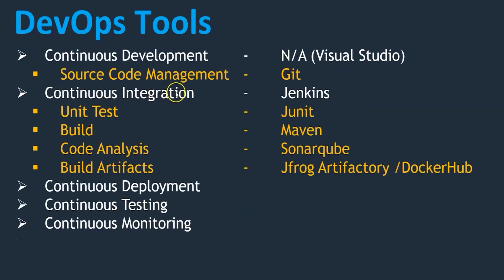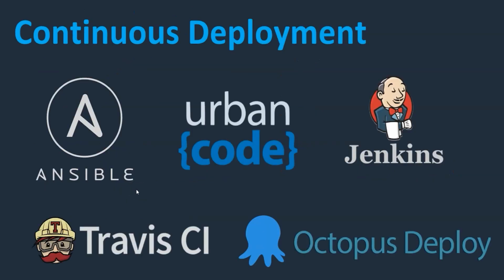So under continuous integration, apart from Jenkins, we are going to see unit test as JUnit, build tool Maven, code analysis SonarQube, build artifacts. We are going to use JFrog Artifactory as well as Docker Hub, because we are dealing with containers, and for that we need Docker Hub. Then continuous deployment. Under continuous deployment, we have various tools. We can use Ansible, Urban Code Deploy, Jenkins, Travis CI, Octopus Deploy. These are some of the tools.